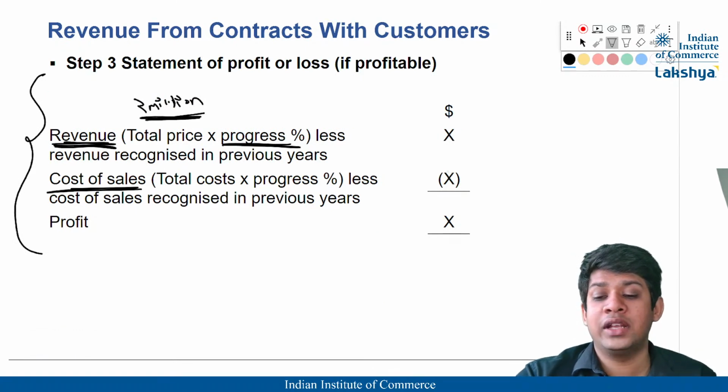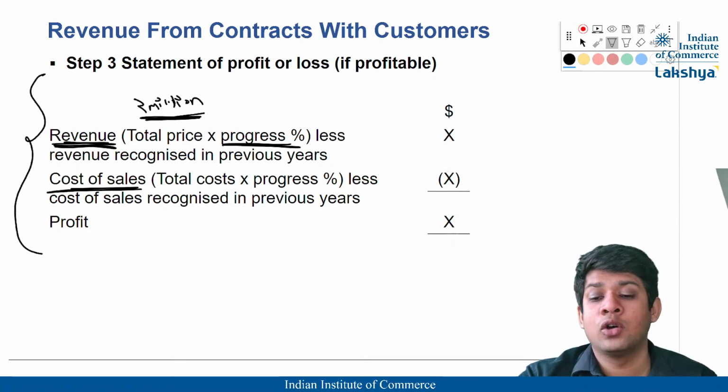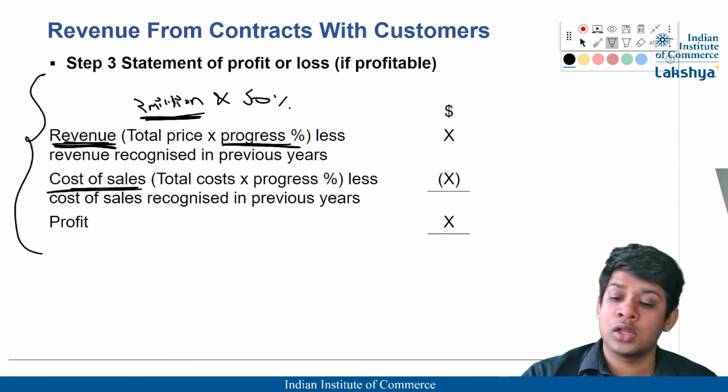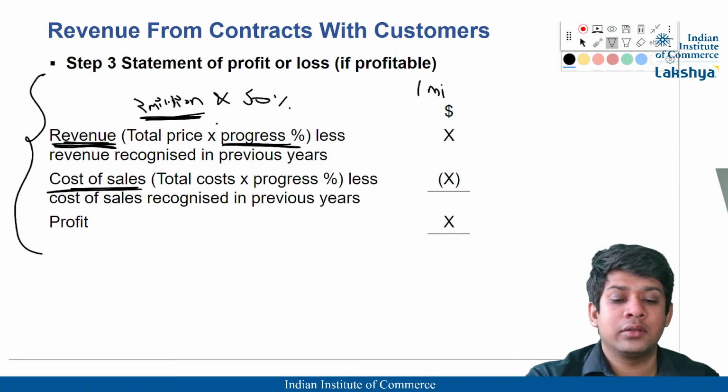I can recognize 2 million of revenue on the completion of the whole project. But I have not completed the whole project. Maybe I have completed only 50%, and that 50% is calculated using the input or the output method, right? So from this I can only recognize 1 million.